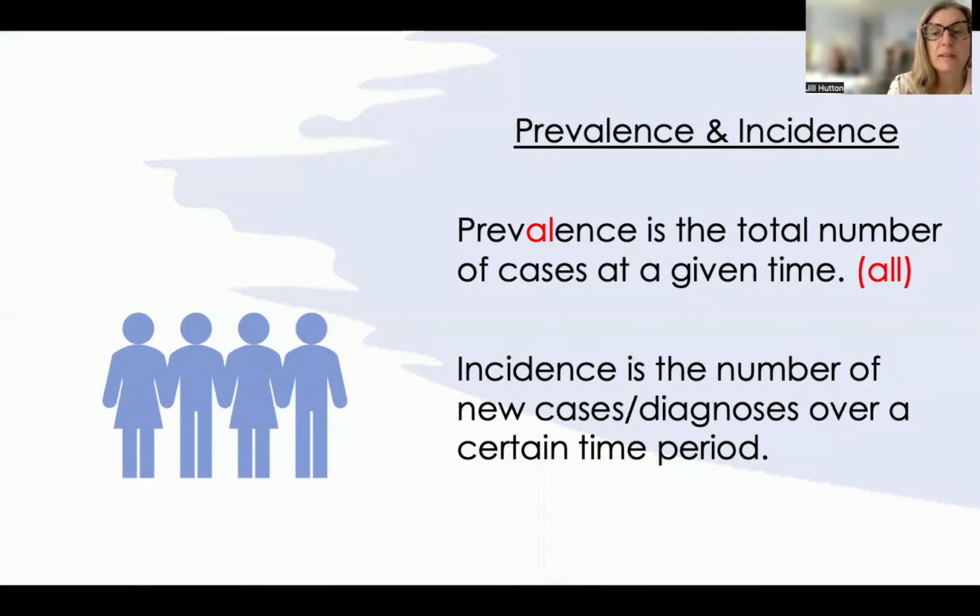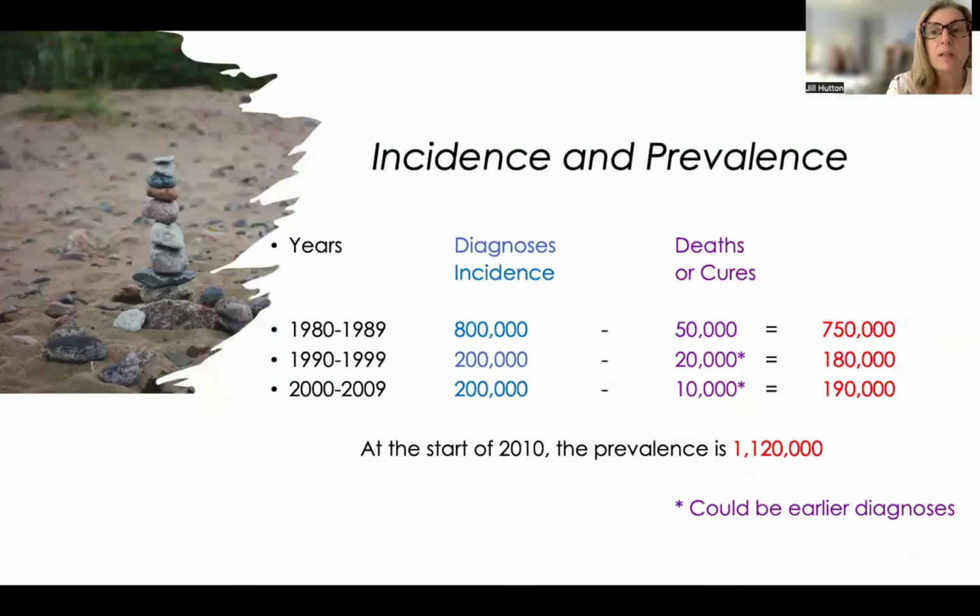So prevalence and incidence. Prevalence is the total number of cases at a given time. So it is all the cases at one specific time. The incidence is the number of new cases or diagnoses over a certain time period. This data is loosely derived from HIV data. In the 80s, 800,000 new cases were diagnosed, so the incidence in the 80s is 800,000. We lost 50,000 diagnoses to either death or cure, resulting in a net of 750,000 cases at the end of the 80s.